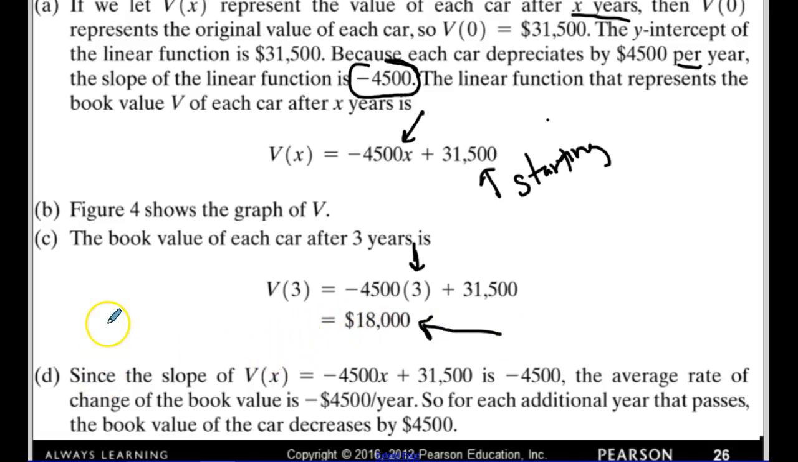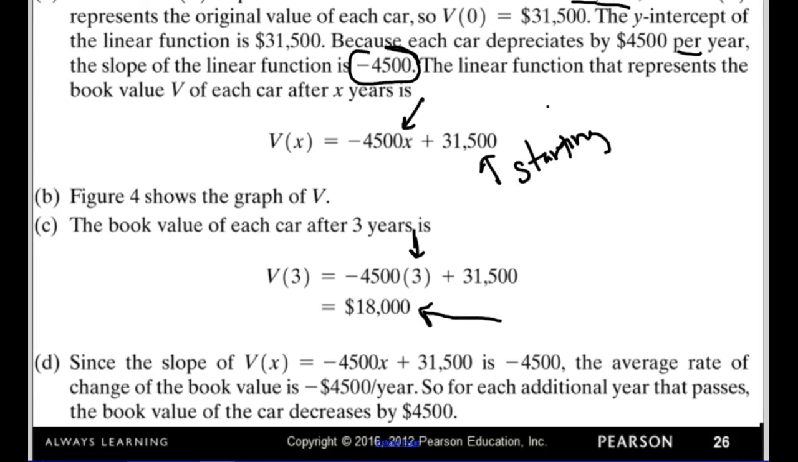So then in part D, I was asked to analyze the slope. So when we're analyzing the slope, I want to use the words that go with my entire sentence and the actual problem we're working on. So here's my slope, right, is a negative 4,500. So that tells me that the car loses value of $4,500 per year.